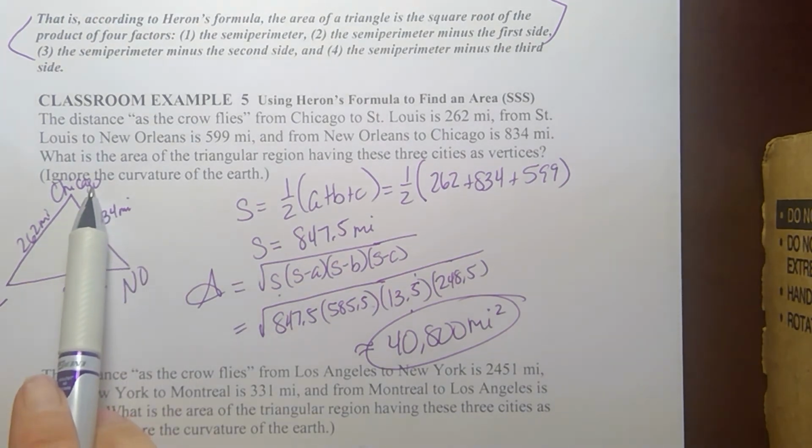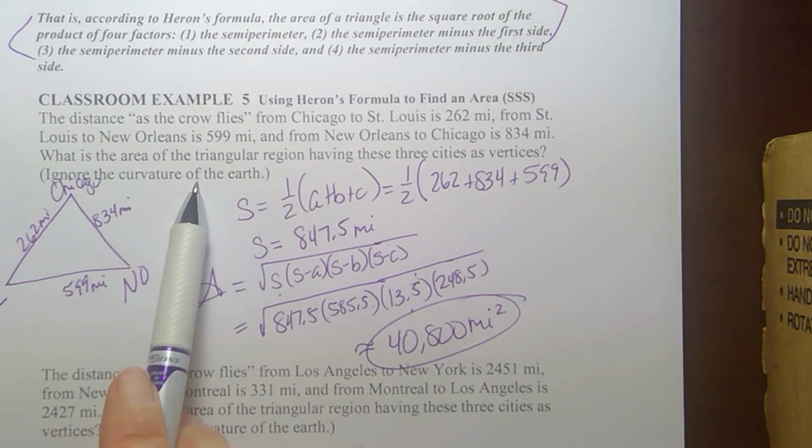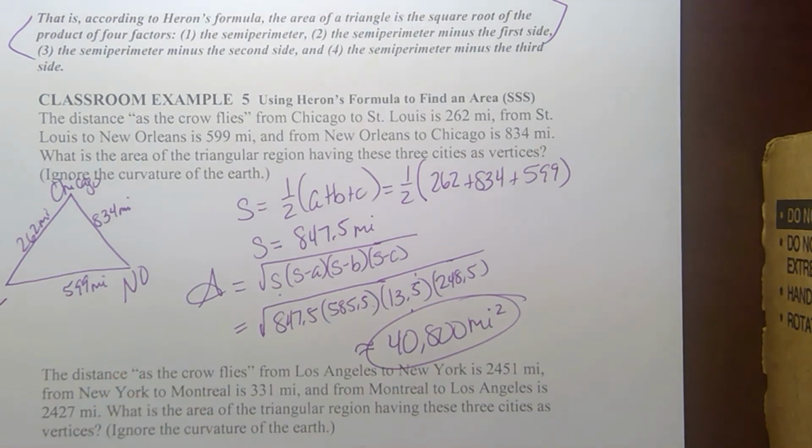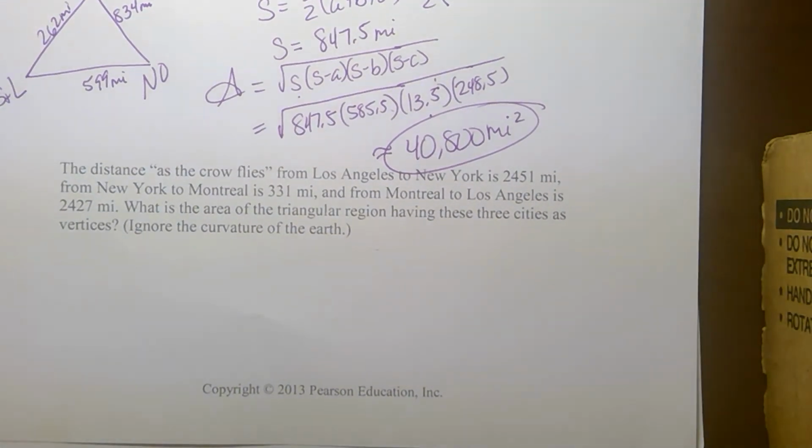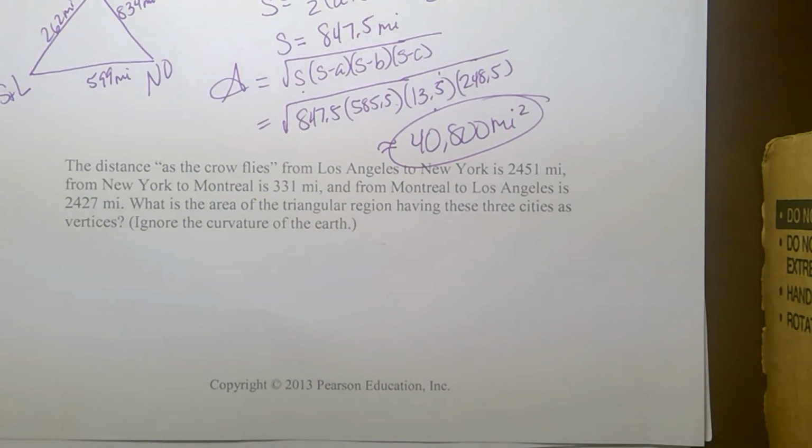Notice that it tells us to ignore the curvature of the Earth because those curved triangles actually have more than a sum of 180 degrees. We're just going to consider it as a flat triangle.